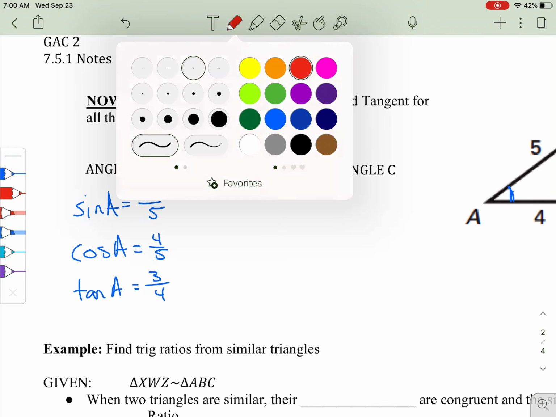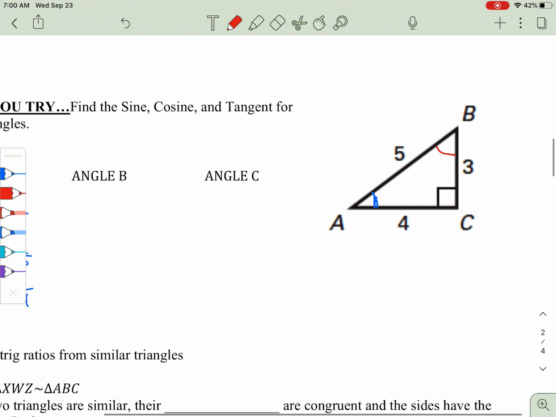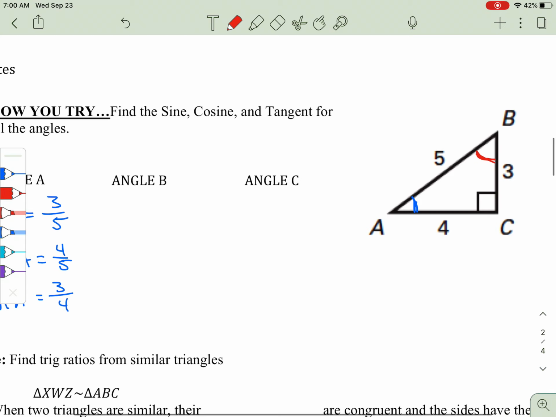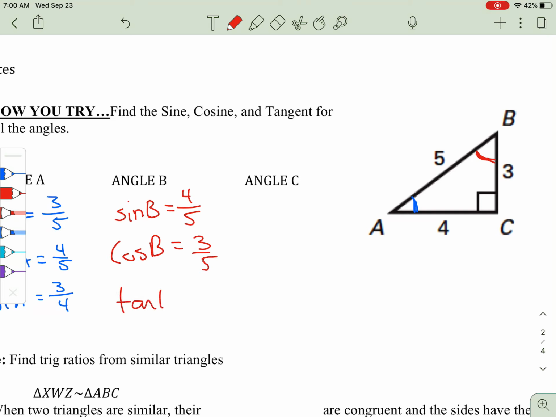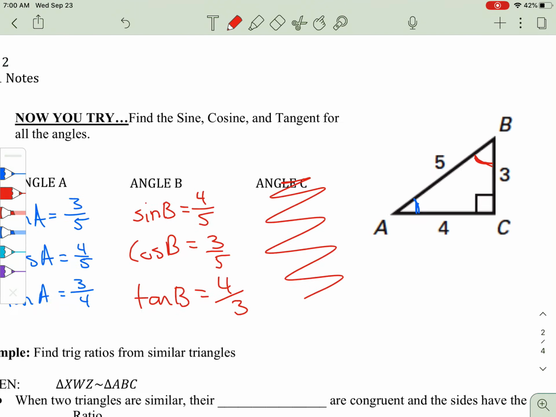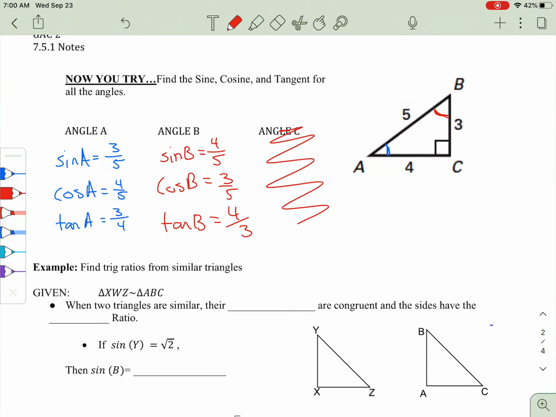Okay, let's do the same thing with angle B here. So angle B is up here. Sine of B is opposite over hypotenuse, cosine of B, adjacent over hypotenuse, and then tangent of B is opposite over adjacent. Okay, and then angle C we won't do.